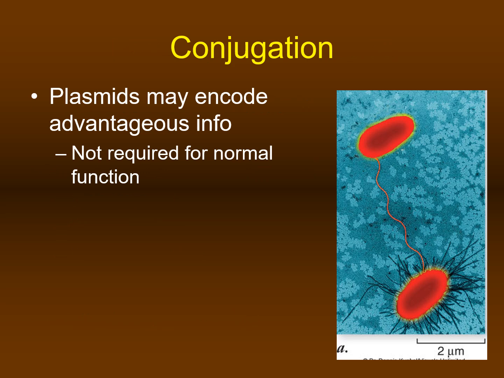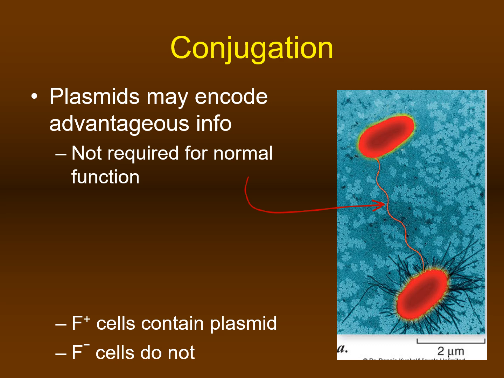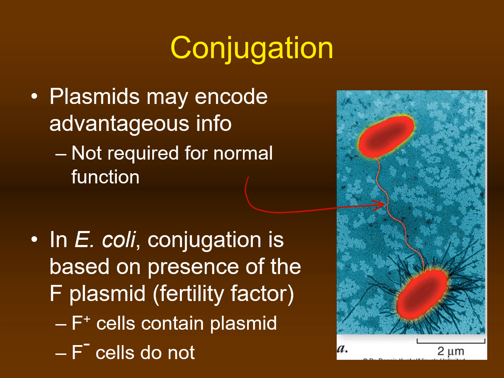In conjugation, plasmids that encode some advantageous information are transferred. Remember, these plasmids are not required for the cell to survive. These plasmids are transferred through so-called sex pili. Okay, so for instance, in E. coli, the F plasmid, so-called fertility factor, if the plasmid is present in, let's say, this cell, the cell is called F plus cell. If the plasmid is absent, it's F minus cell. So the plasmid is transferred from F plus to F minus cell.